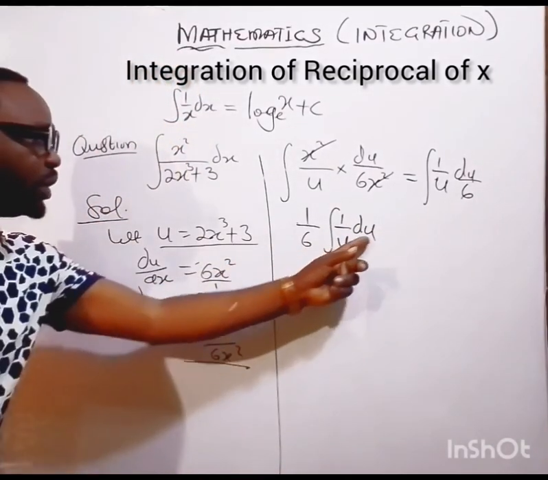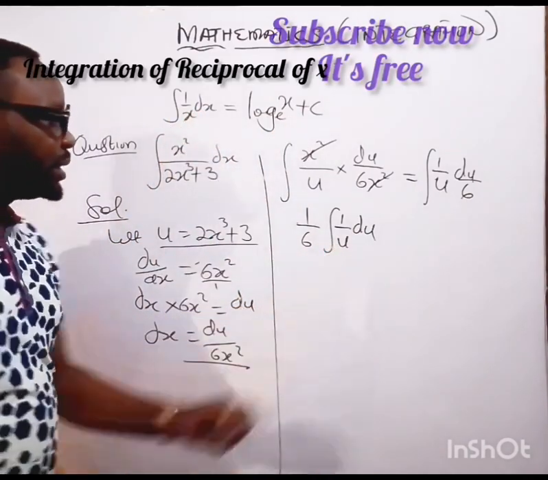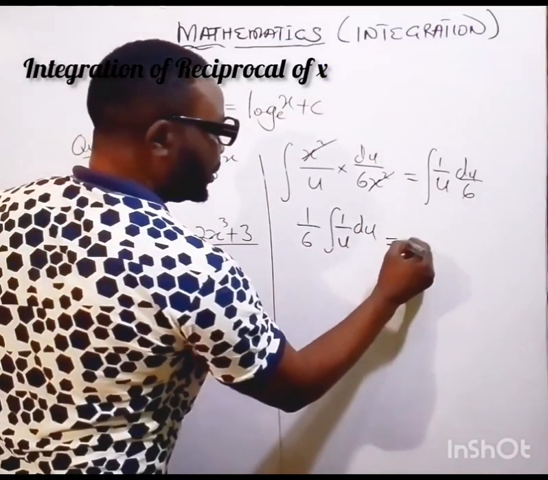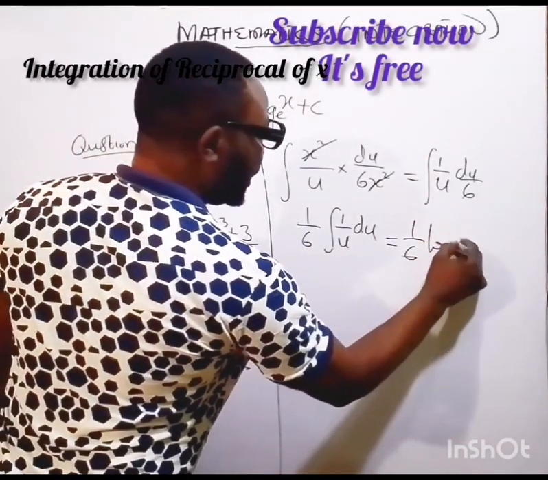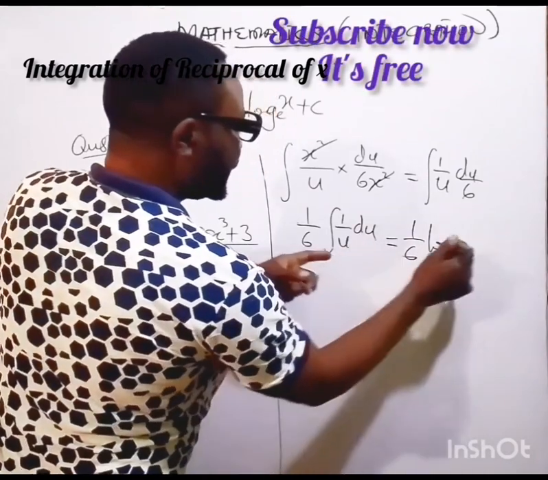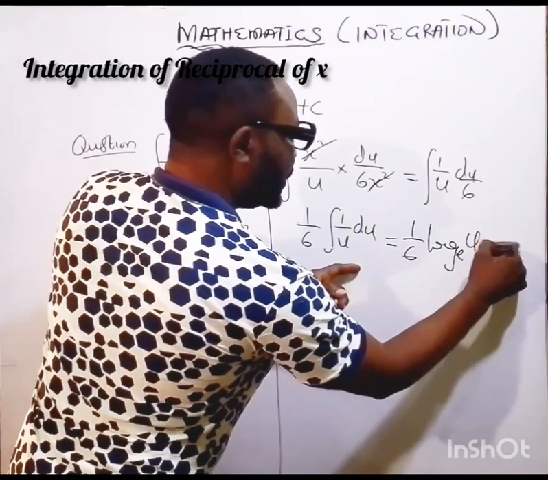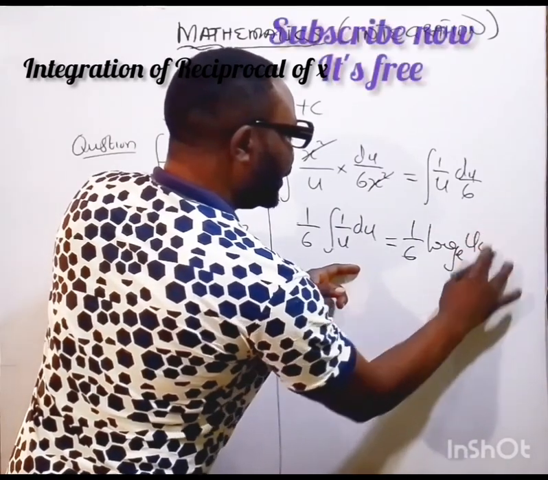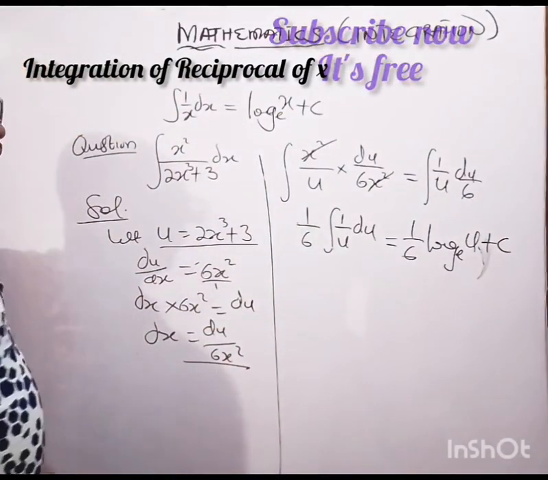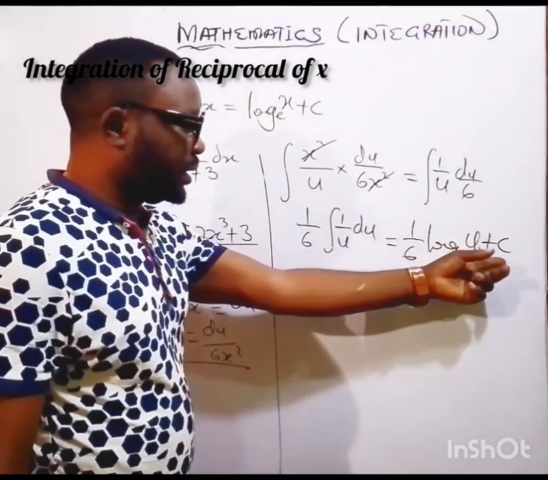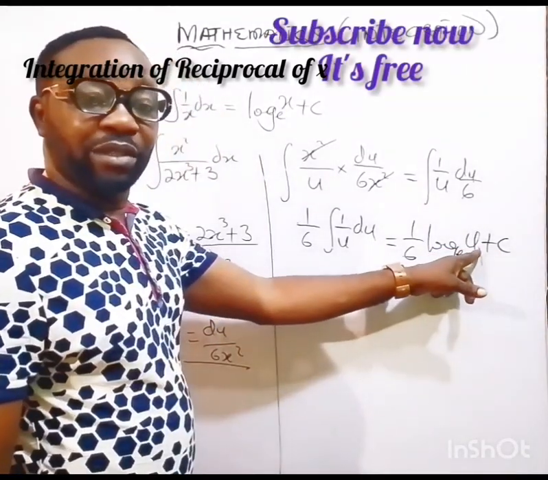This expression 1 over u du here looks like this. So it means that integrating this expression becomes 1 over 6 that we have here multiplied by log u base e, plus c. That is what we have there right now. Then what is the variable there? That is u. That u must be provided with its real value.